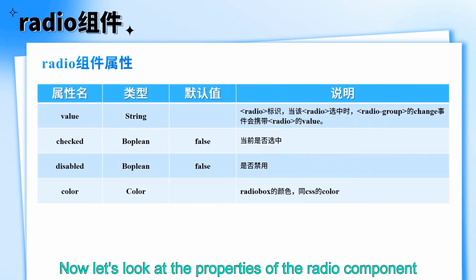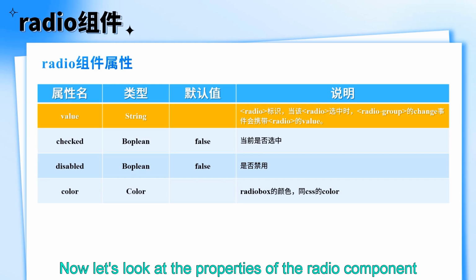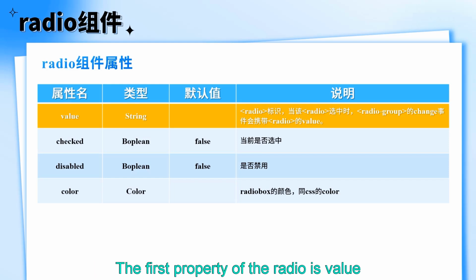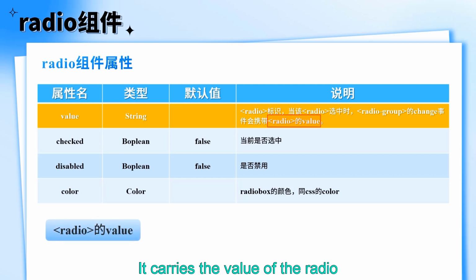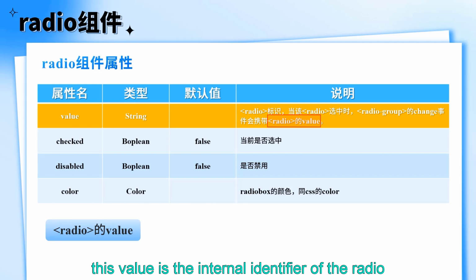Now, let's look at the properties of the radio component. The first property of the radio is value, which is the identifier of the radio. When a radio is selected, which value does the change event of the radio group carry? It carries the value of the radio. Please note that this value is the internal identifier of the radio.